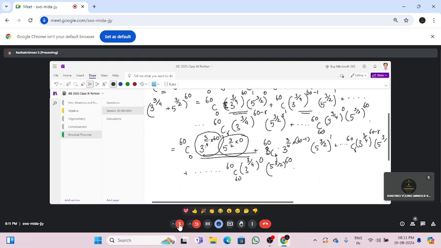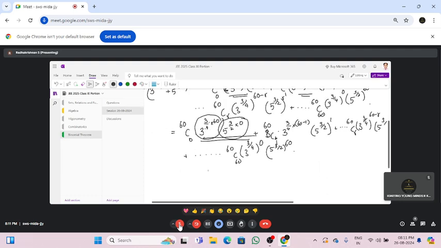Okay. So now you write down the exponents. The first part, 3 power, let us say a. Let us look at it that way. What all is there in that a? What powers of 3 are there? 3 by 4 into 60.